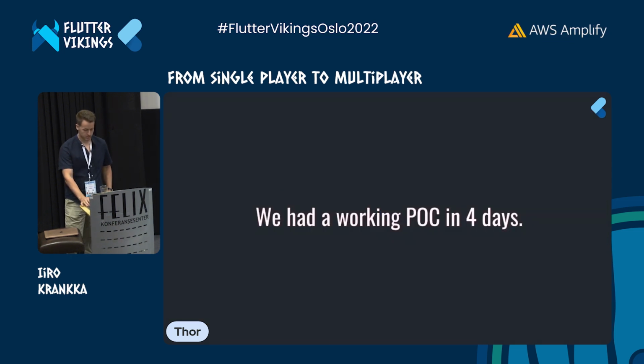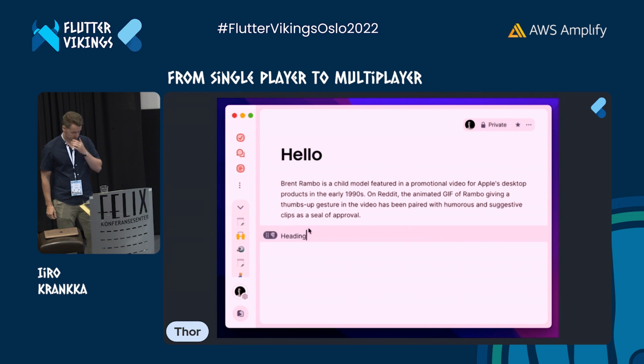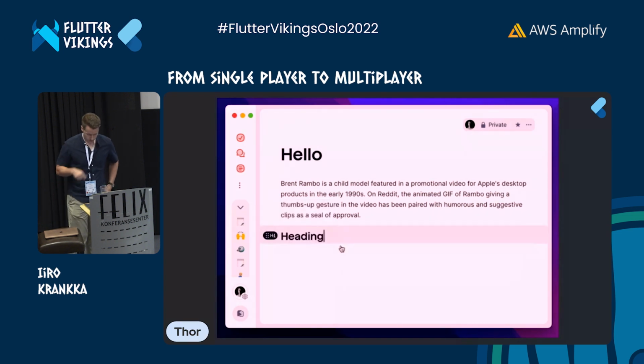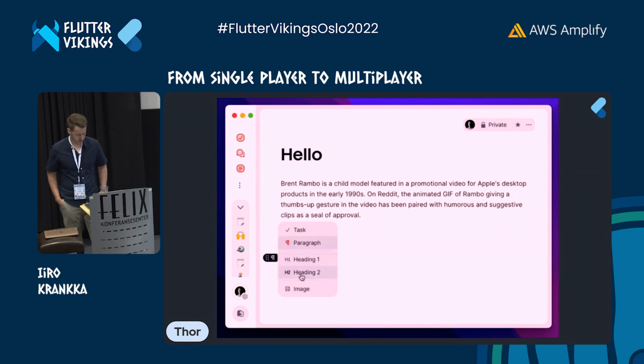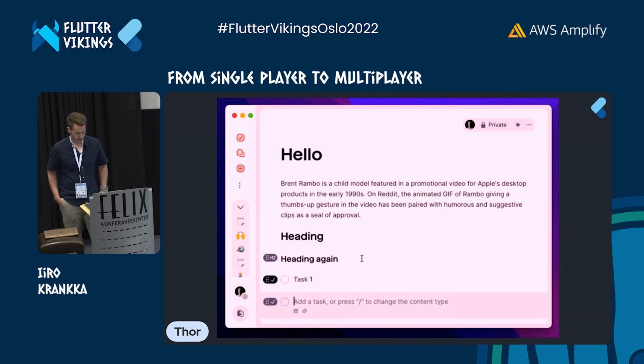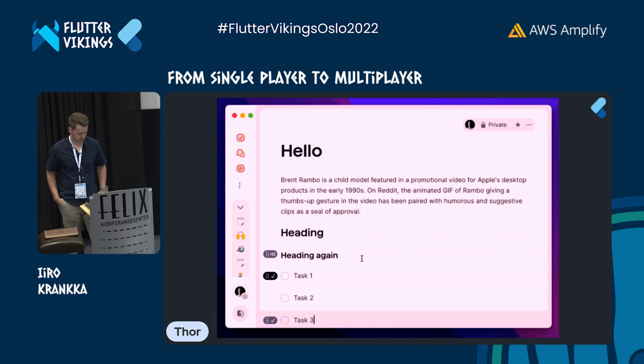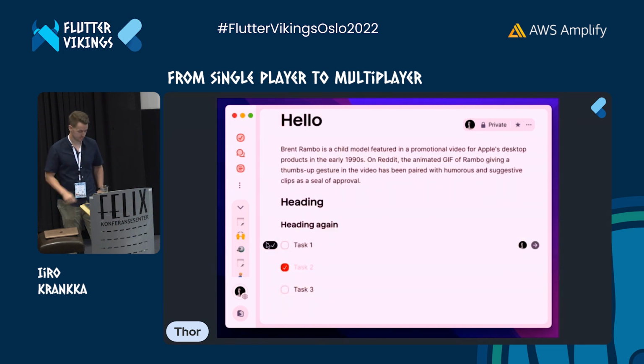Basically, we had a working proof of concept in 4 days with SuperEditor, looking kind of like this. We were able to do headings and subheadings, and of course you can make stuff bold and italics. It's not showcased in this demo because I forgot. Then you could add some simple tasks to a document, check them off, assign a task to somebody, and reorder stuff by drag and drop, which was kind of cool here.